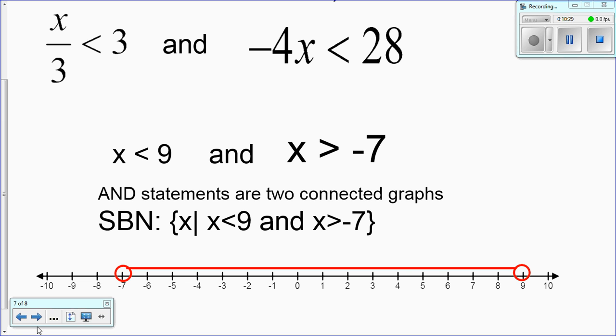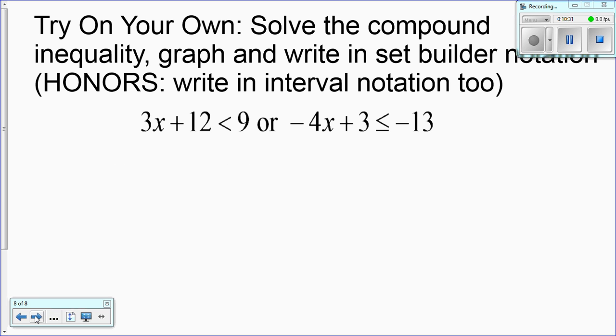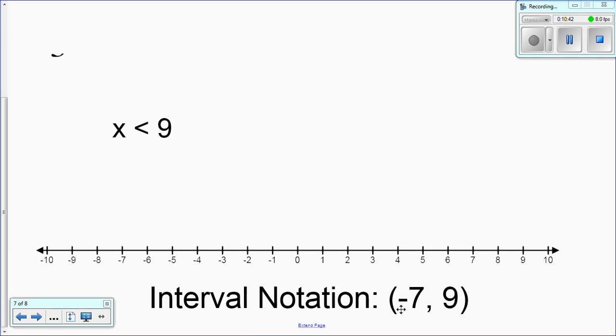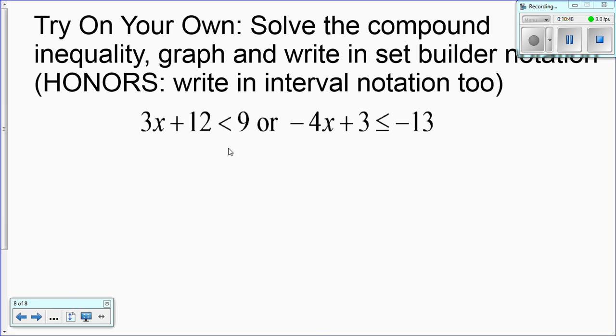Alright. Moving on to the last one, the next try on your own. Same thing: solve the compound inequality, graph it, write it in set builder notation. Honors kiddos, you're writing it in interval notation as well, and I just remembered I didn't show that. So for my honors kiddos, you should have had -7 to 9, because that was the smallest number it could be, and that's the biggest number it could be. Alright, so this is an OR statement. You're going to go ahead and solve this, and then graph it and write it in set builder notation. So pause the video now.